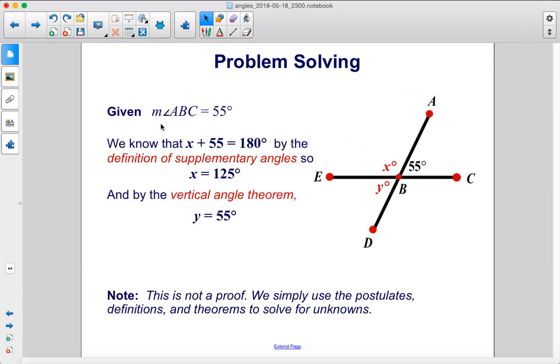Alright, so we know that x plus 55 equals 180 degrees because that's the definition of supplementary angles. Therefore, x equals 125 degrees. Then, by the vertical angle theorem, we know that y equals 55 degrees because y is a vertical angle to angle ABC.